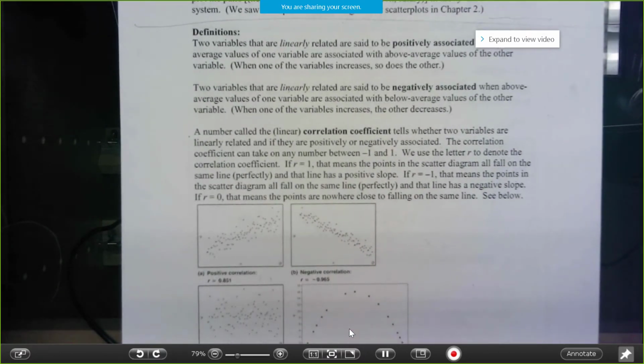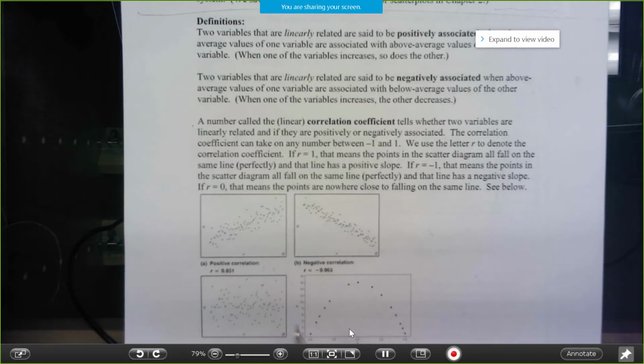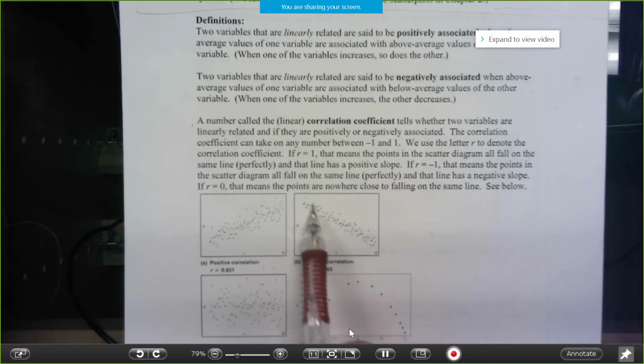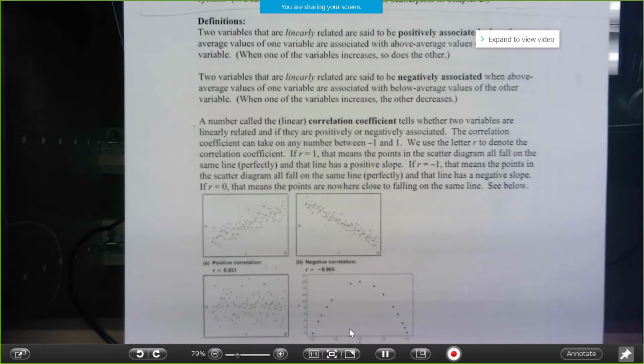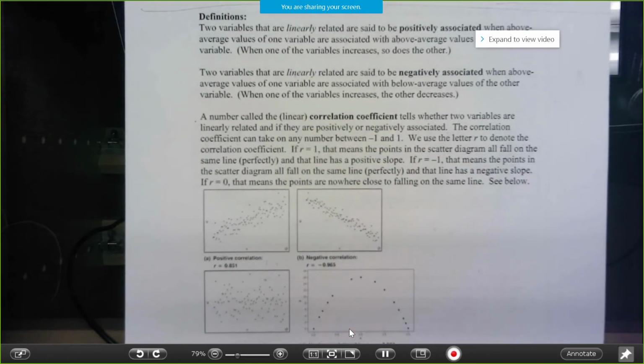A number called the linear correlation coefficient tells whether two variables are linearly related and if they are positively or negatively associated. The correlation coefficient can take on any number between -1 and 1, but it has to be between -1 and 1. It could never equal 2, kind of like probabilities can never be bigger than 1. R can never be bigger than 1, but we can also have negative values of R, because when the X is getting big, the Y is getting smaller, right? So we can have negative numbers for our R. And R is just the letter they've chosen to denote the correlation coefficient.